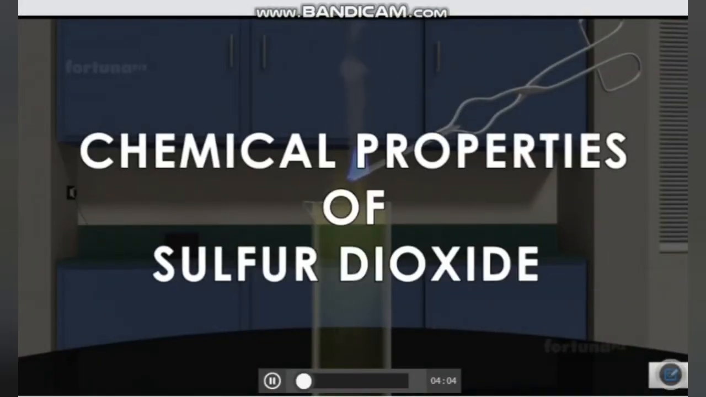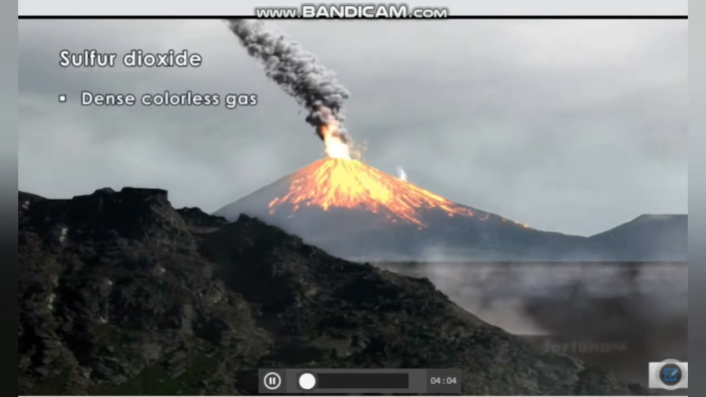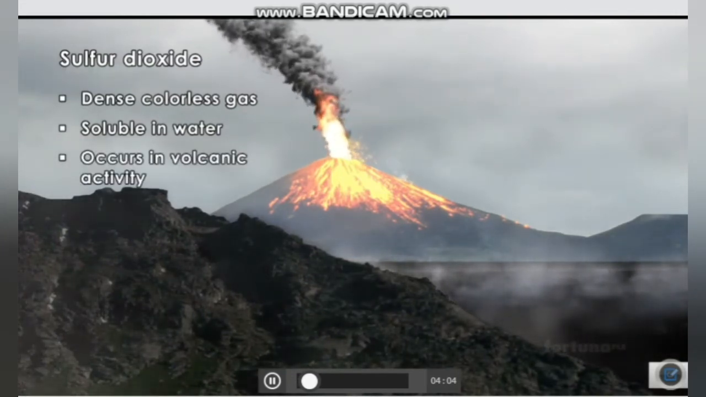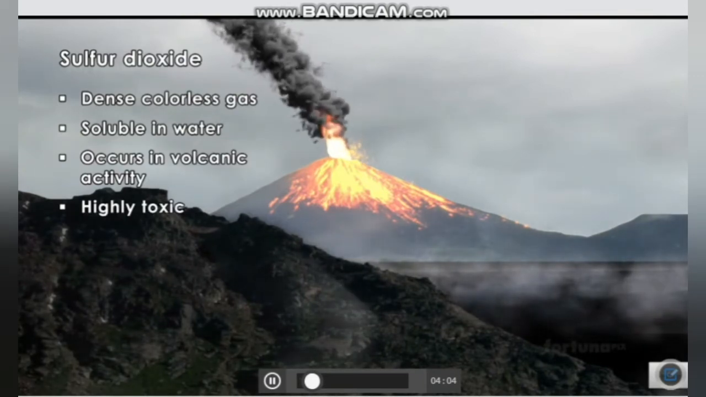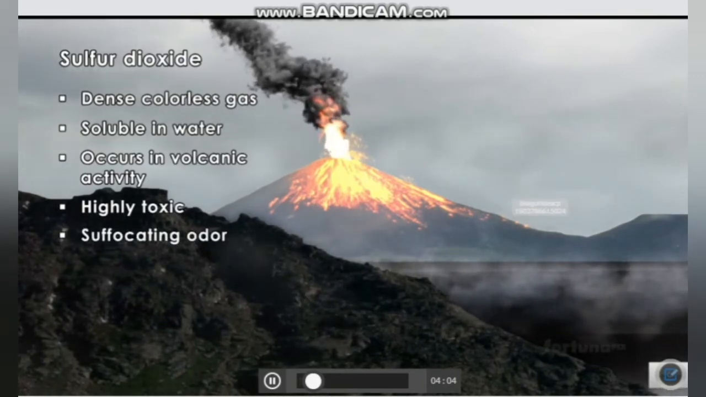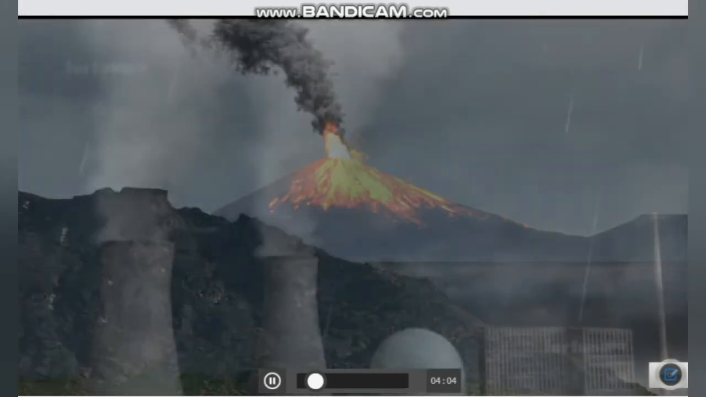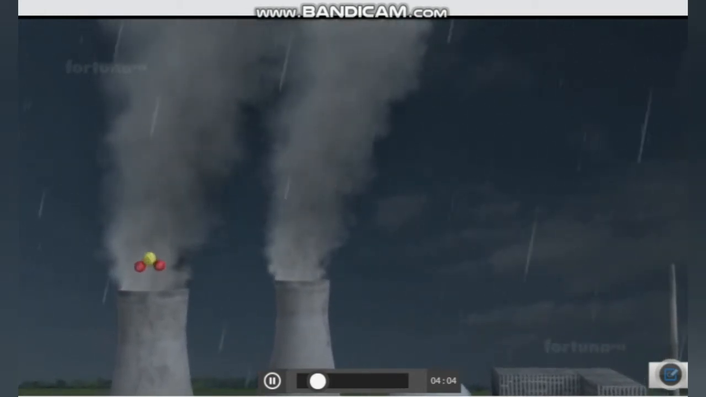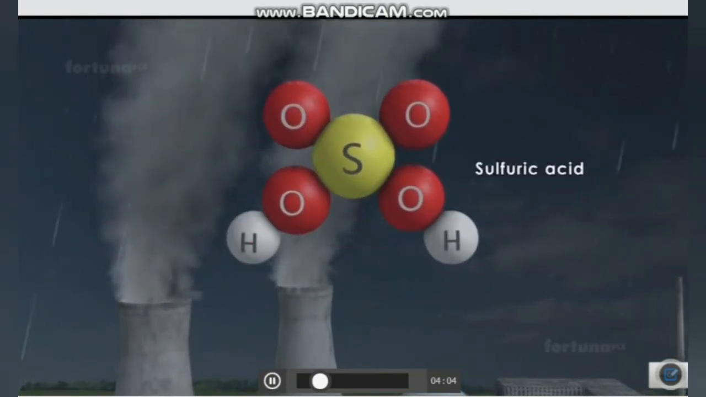Chemical properties of sulfur dioxide. Sulfur dioxide is a dense, colorless gas that is soluble in water and occurs naturally during volcanic activity. Not only is it highly toxic, but its odor is suffocating and unpleasant, with the smell of burnt matches. It is a major component of acid rain, as it mixes with water vapor in the atmosphere to produce sulfuric acid.